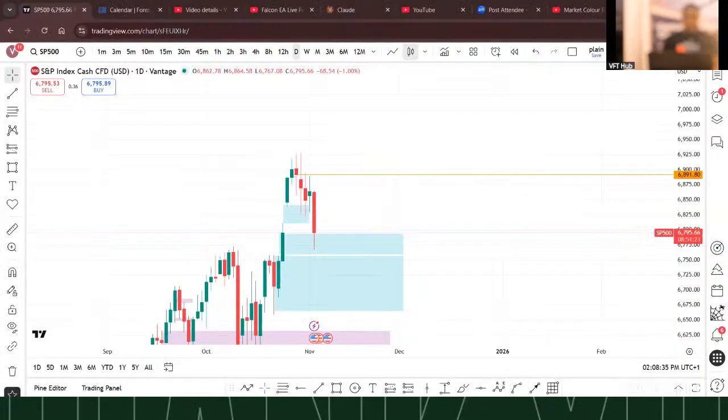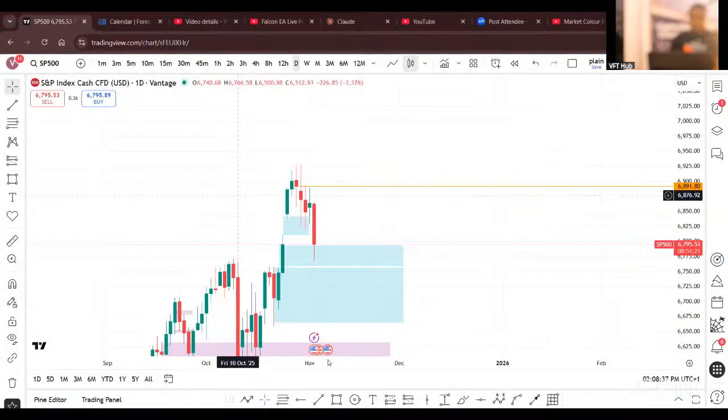Price have just, let me share my screen. Okay, let me share my screen. Can you see my screen? Let me know if you can see my screen. Okay, believe you can see my screen now.